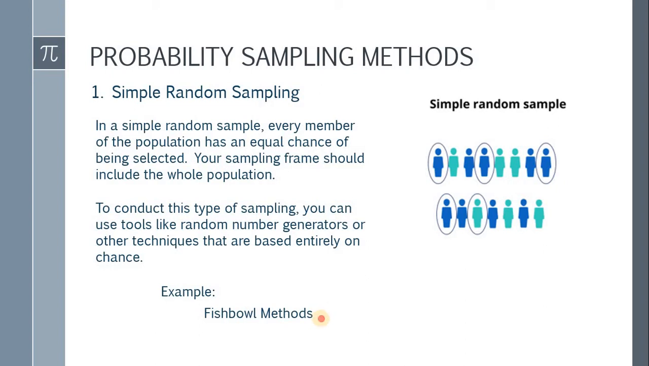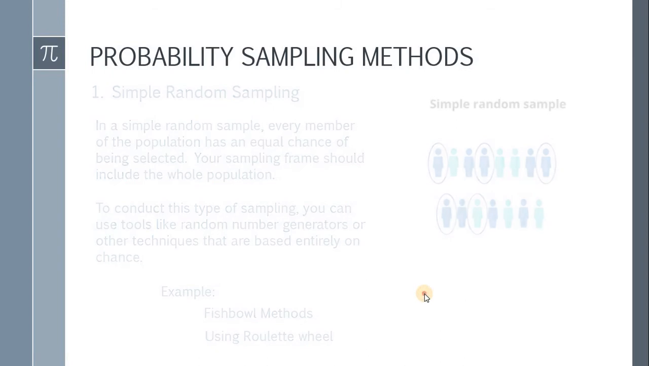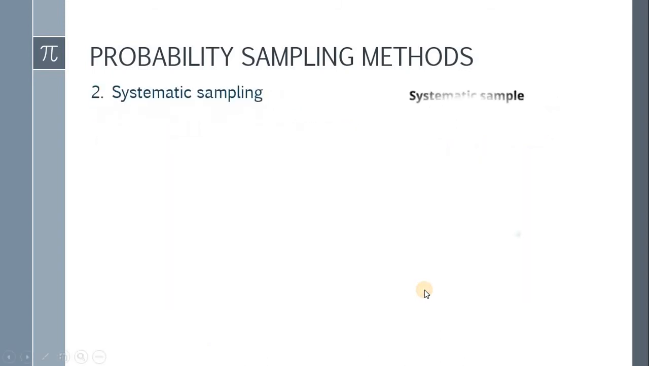Okay? And the second example is using roulette wheel. So, kung meron teacher na gumagamit nito, so, ang tawag doon ay random sampling. Okay? Kasi lahat kayo ay mayroong equal chance na mapili. So, next, systematic sampling.